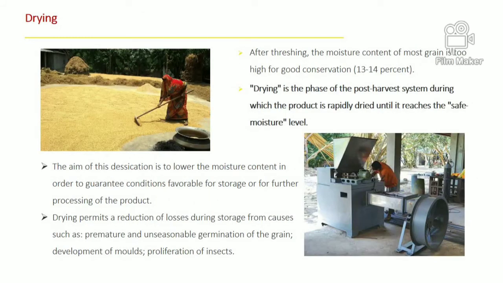The next operation is drying. After threshing, the moisture content of most of the grain is too high for good conservation, and it is about 13 to 14%. Drying is the phase of the post-harvest system during which the product is rapidly dried until it reaches the safe moisture level. The aim of this desiccation is to lower the moisture content in order to guarantee conditions favorable for storage or for further processing of the product.